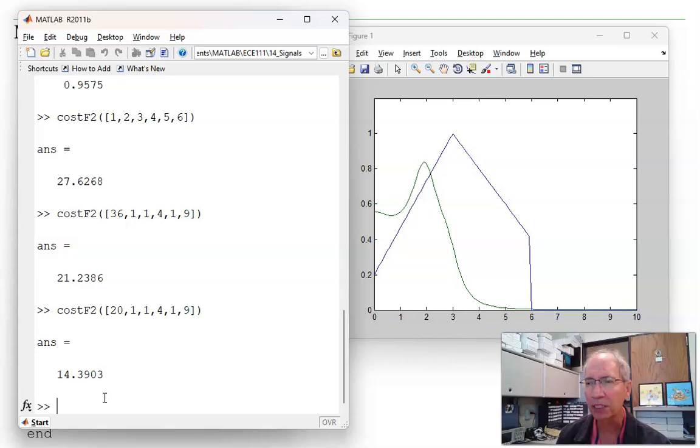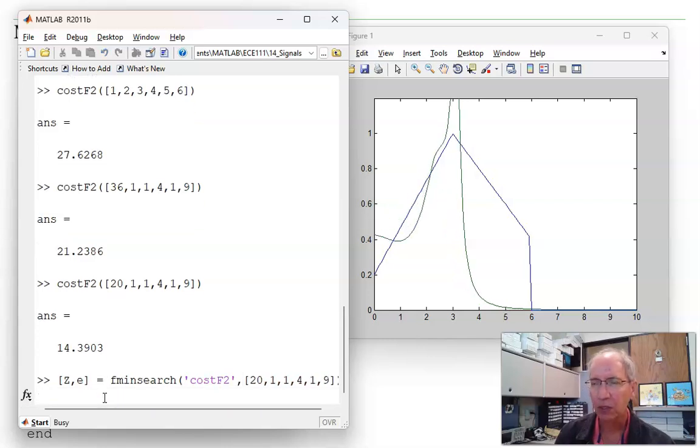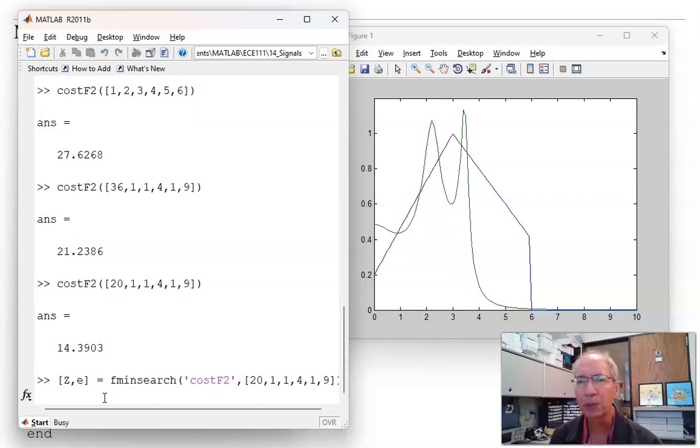Play with the numbers to get something close. Guess, guess again, guess again. I can try it that way. Or let MATLAB guess for you. So that's my initial guess. It'll sit there and play around with the 6 parameters.